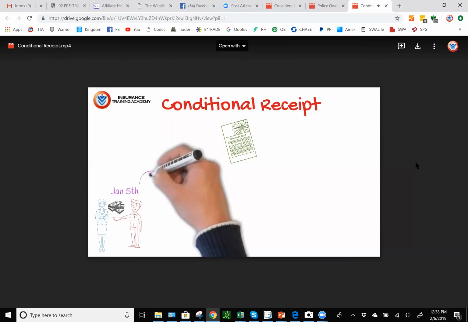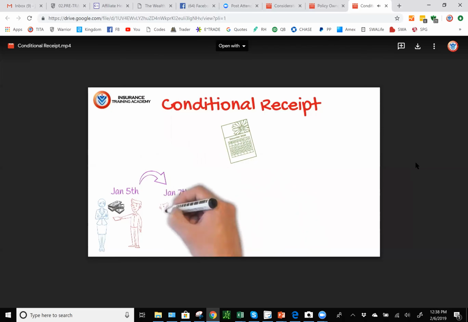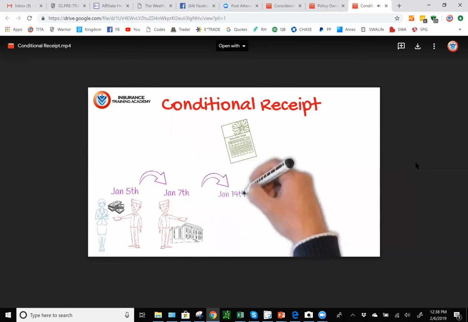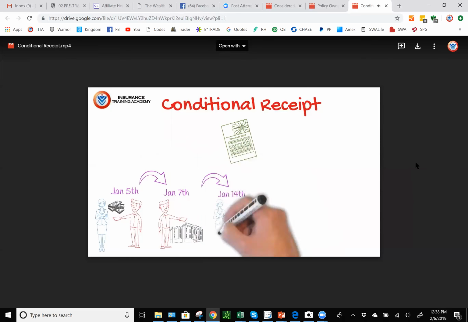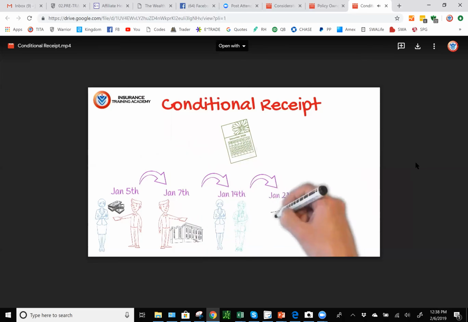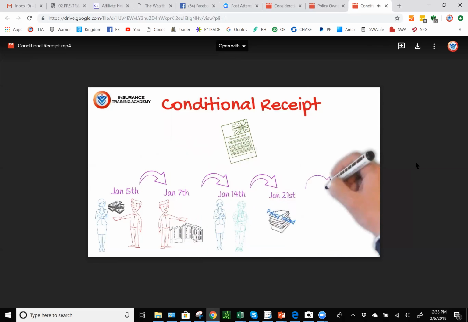2 days later, he turns the application into the insurance company. A week later, Jane has a paramedical exam. This is where a nurse comes out, draws her blood, and asks her more medical questions. A week later, they issue Jane's policy. A week later, Bob delivers that policy. What's the effective date of coverage?